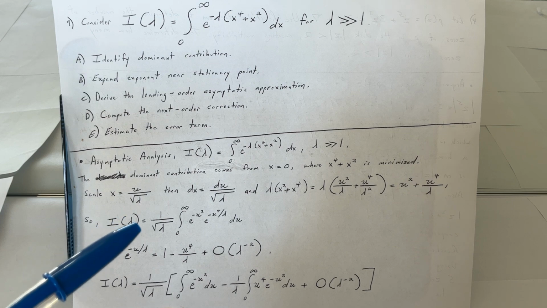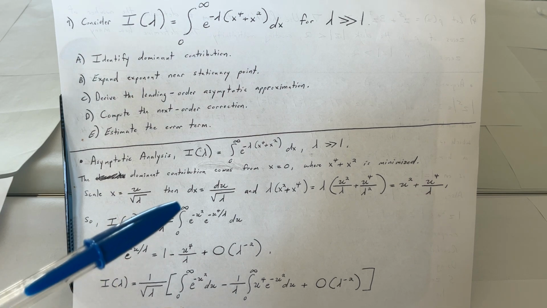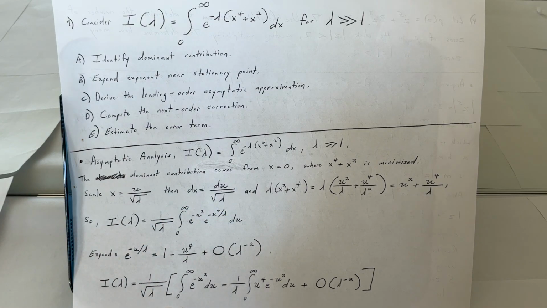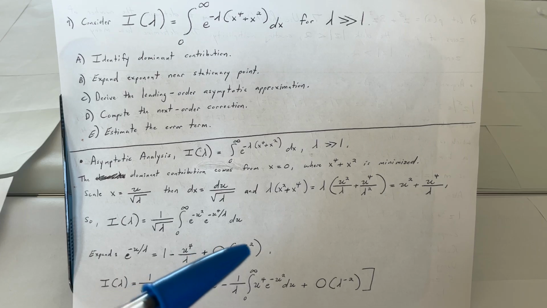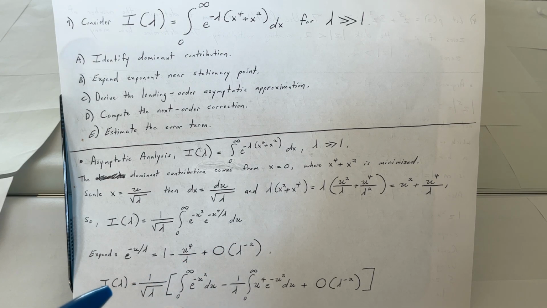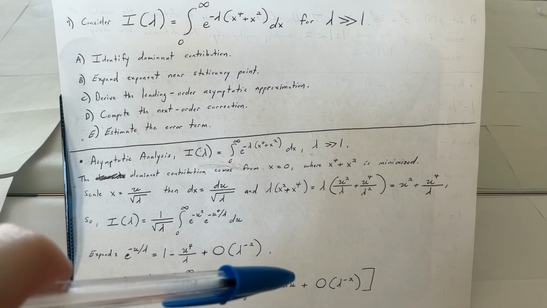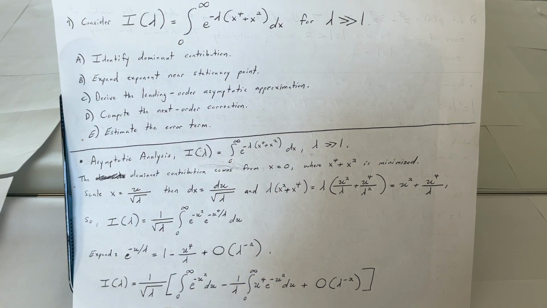So I of lambda equals 1 over the square root of lambda, the integral from 0 to infinity of e to the negative u squared, e to the negative u to the fourth over lambda du. Expanding, e to the negative u to the fourth over lambda equals 1 minus u to the fourth over lambda, plus big O of lambda to the negative 2. And I of lambda equals 1 over the square root of lambda, bracket, the integral from 0 to infinity of e to the negative u squared du, minus 1 over lambda times the integral from 0 to infinity of u to the fourth e to the negative u squared du, plus big O of lambda to the negative 2.